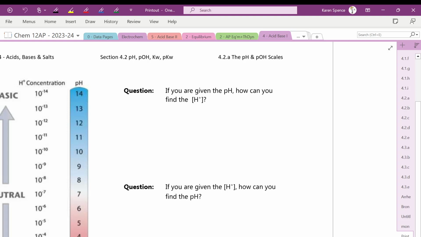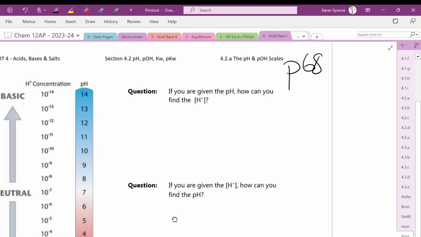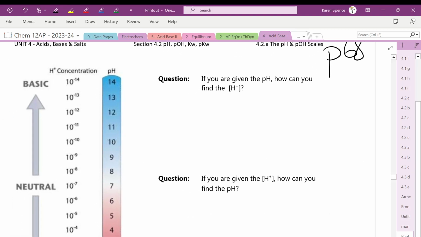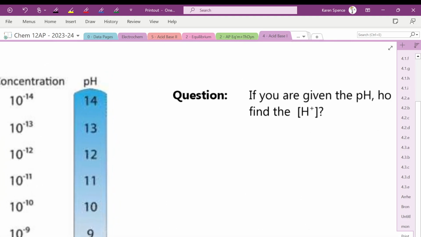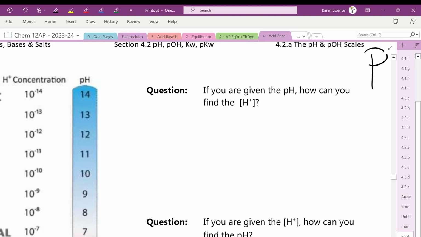Okay, well, if we don't have any questions from that, this is page 68. If you are given pH, how can you find the concentration of hydrogen? Let's take a look at this. If we're given the pH, which is 14, how do we find the concentration of hydrogen, which is 10 to the negative 14 molar? See if you can remember that. Remind your partner.